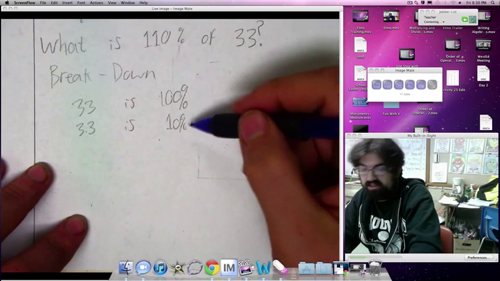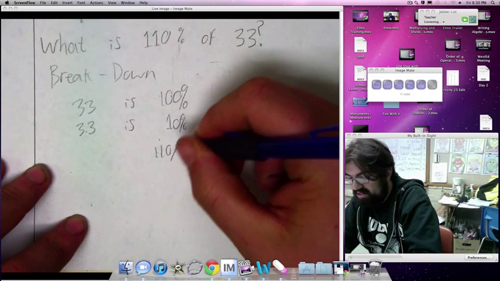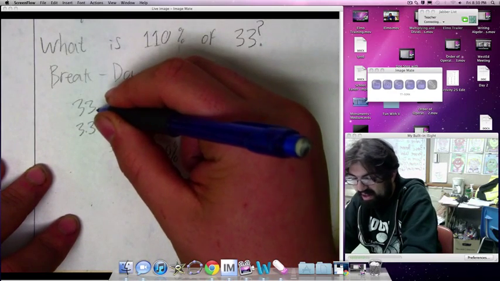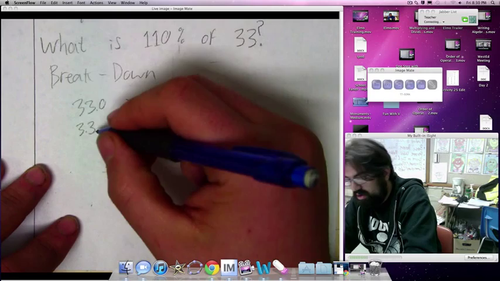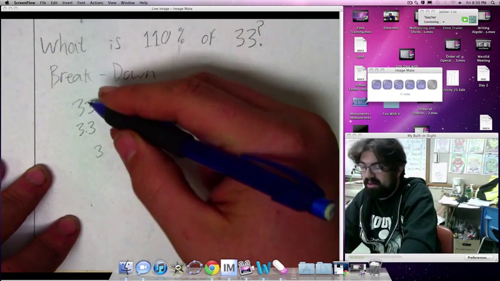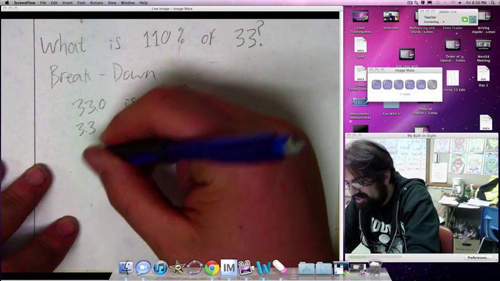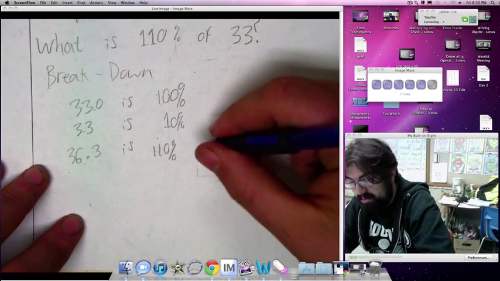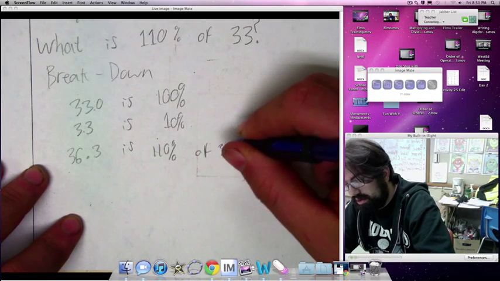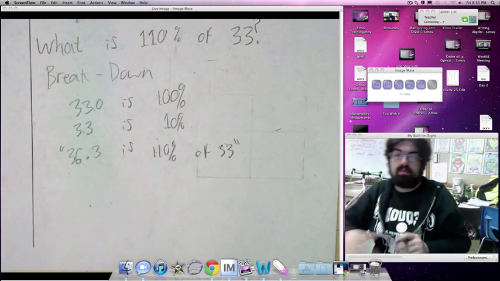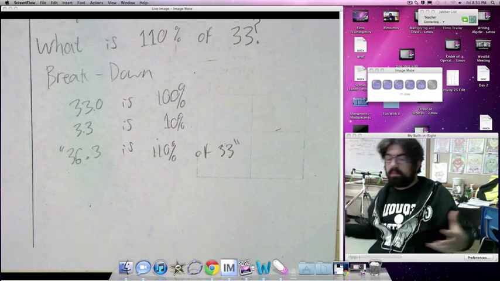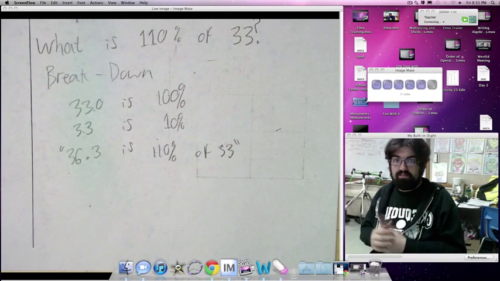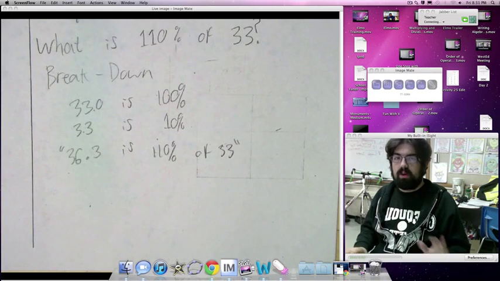So if I take 100 plus 10, that's 110%, right? If I want to line the decimal up, I guess that's a 0. So 0 plus 3 is 3. But 33 plus 3, that's 36 in the front. So 36.3 is 110% of 33. So the breakdown doesn't only work for making the numbers smaller, it works for making the numbers bigger. Kind of cool. Okay, that's part one. Get ready for part two.